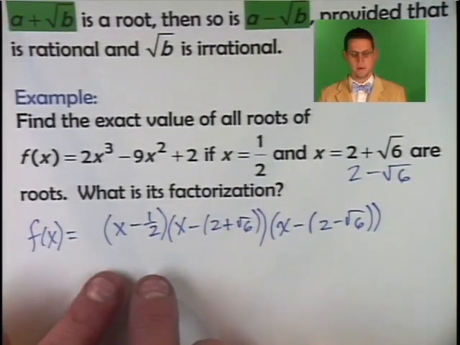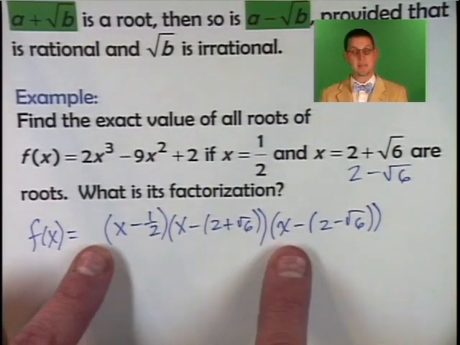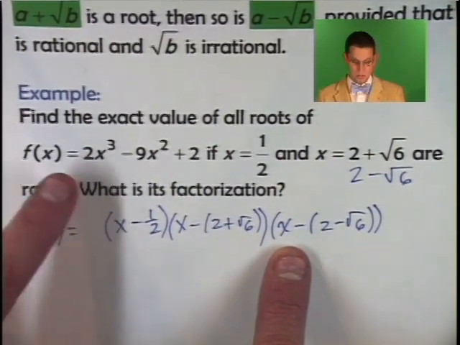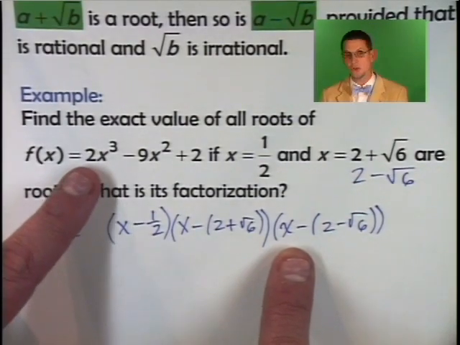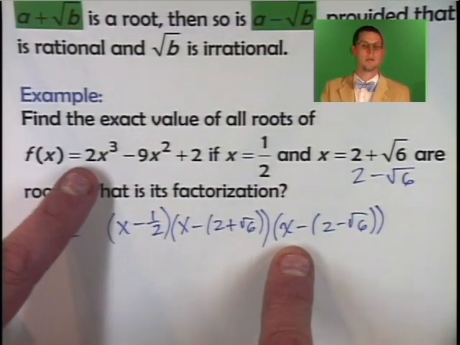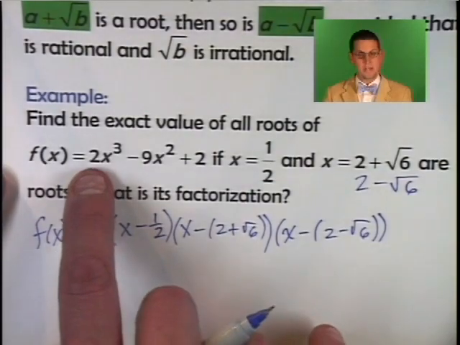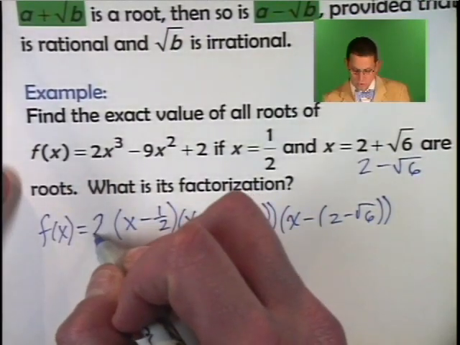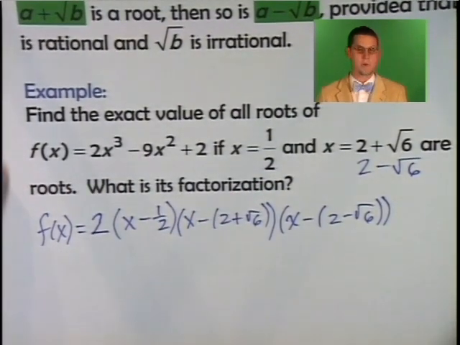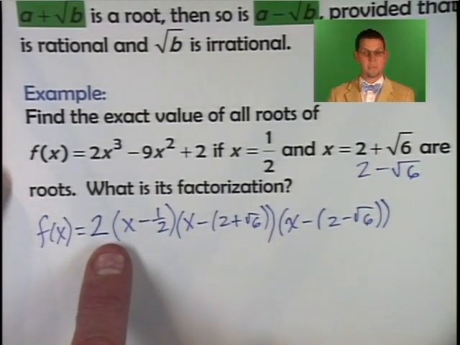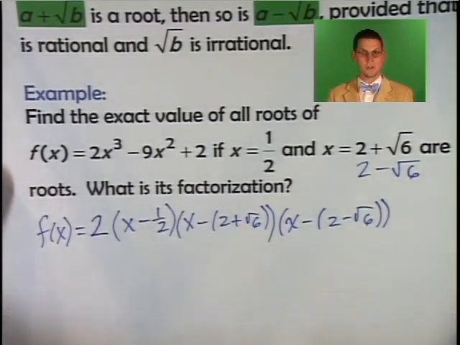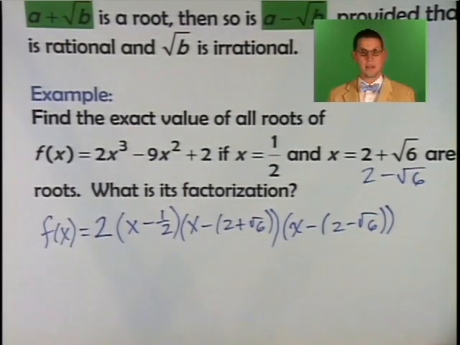But if you expanded it out right now, you're going to get an x times an x times an x. That's going to give you a 1x cubed. If you look over here at our leading coefficient in our cubic, there is a 2 there. So what we'll need to do then is put that scalar multiple, it's not a root, it's just a number that we're multiplying by, in front of the whole thing. And that'll give us our 2x cubed. So that's the linear factorization.